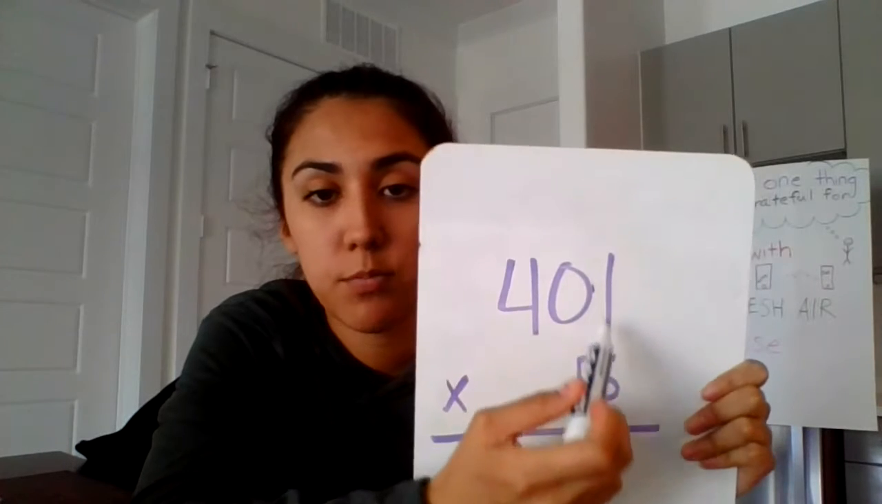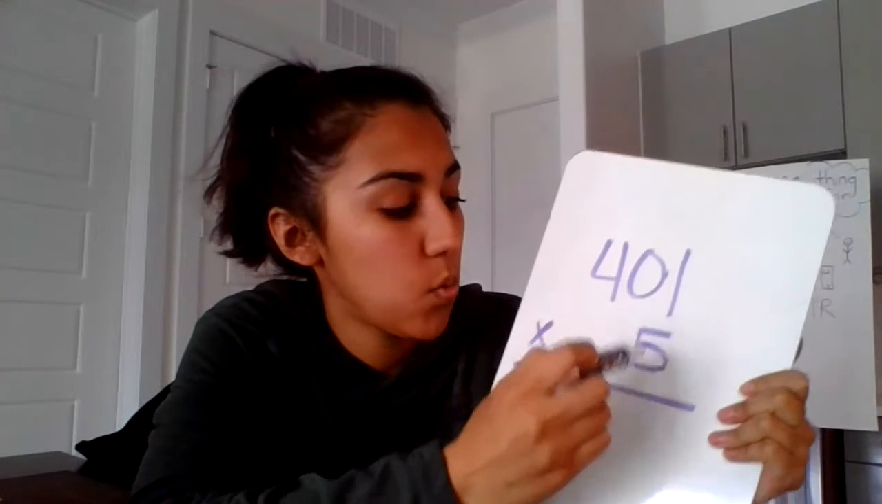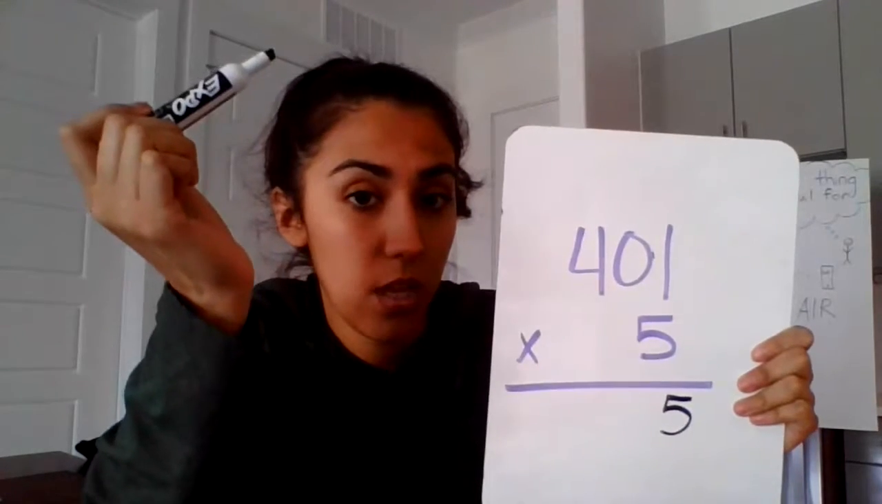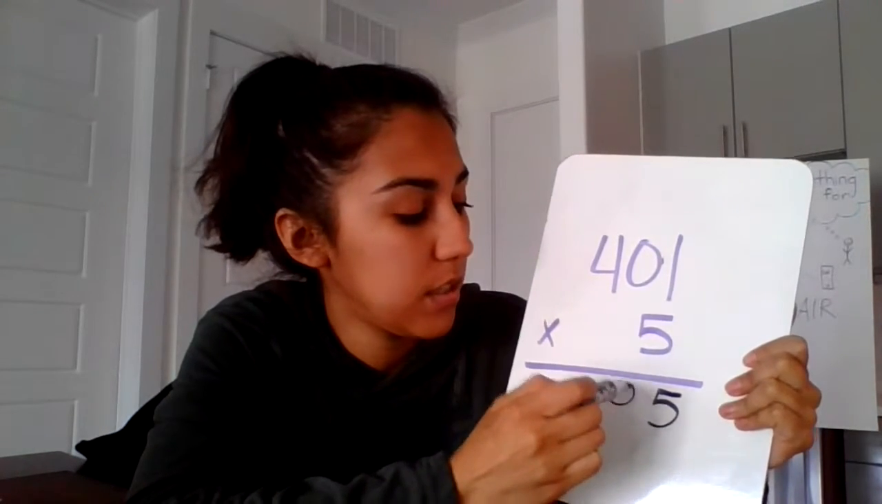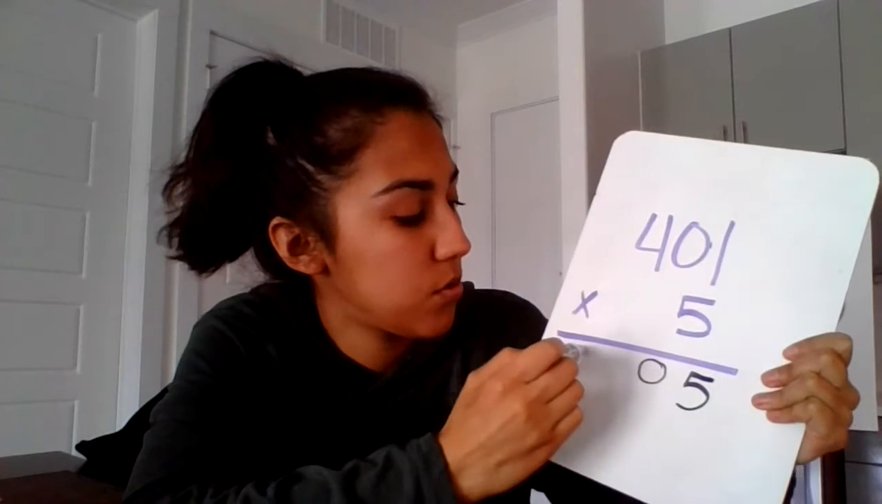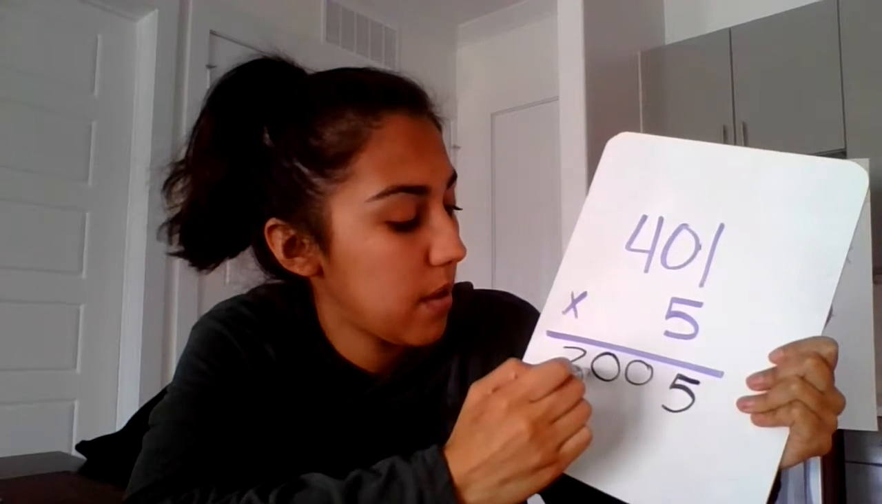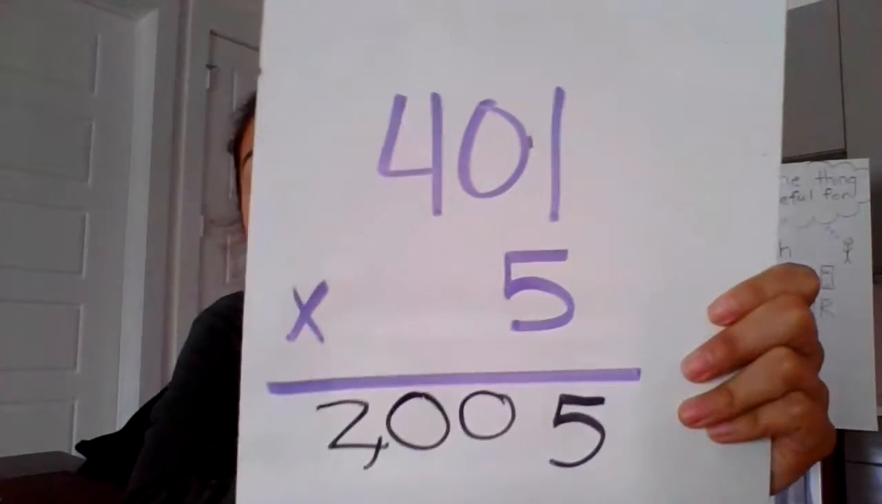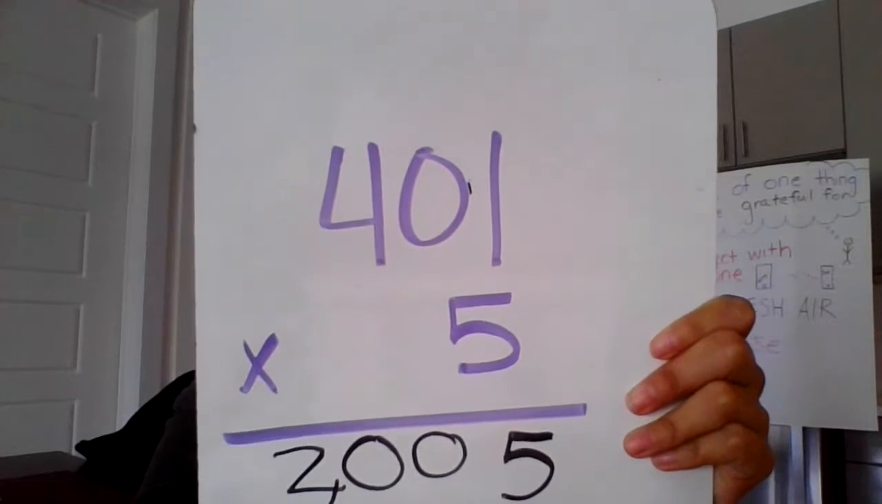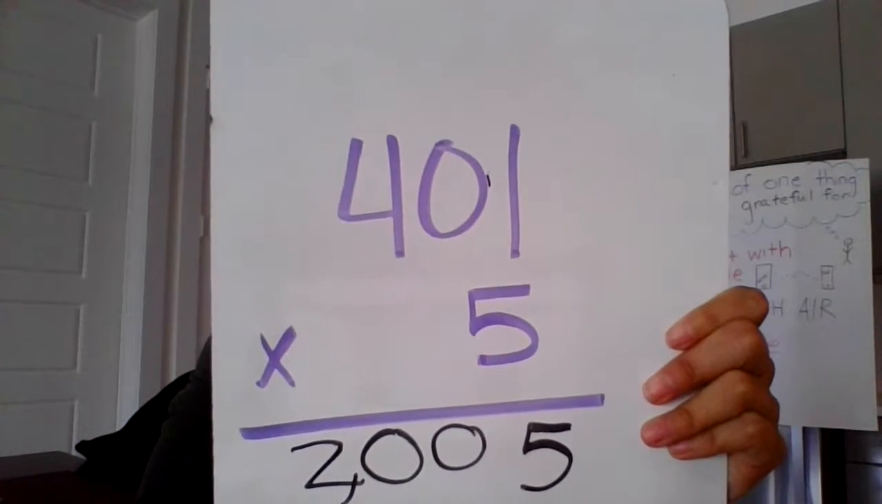This is the ones place. So 5 times 1 equals 5. 5 times 0 equals 0. And 5 times 4 equals 20. Boys and girls, your final answer or your product for this problem is 2005.